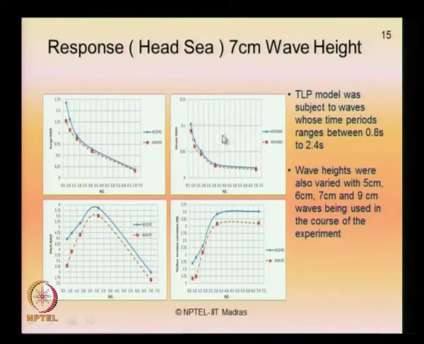Now the responses are being discussed in a dimensionless format, which is the steepness ratio H by L. The TLP was subjected to time periods ranging from 0.8 to 2.4 seconds, because the model has a resonance close to 2.7. So the time periods of the waves were not taken to the resonating response at the natural frequency of the system, so that the model cannot be disturbed to the point of permanent damage. The wave heights tested were around 5, 6, 7 and 9 centimeters in the course of the experiment.